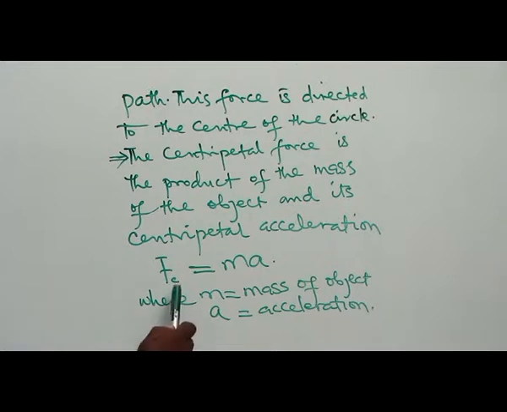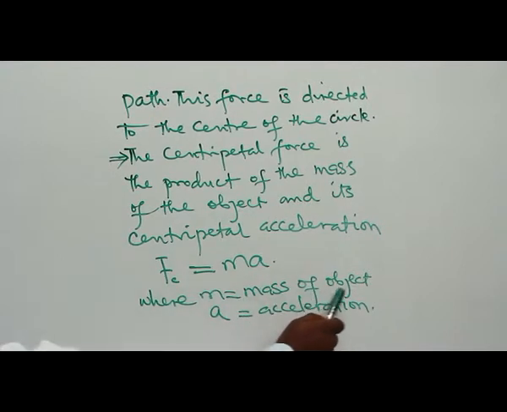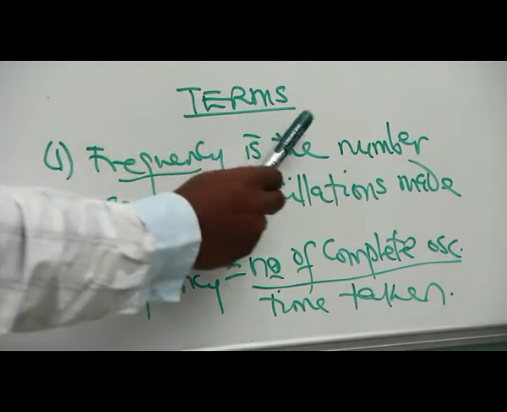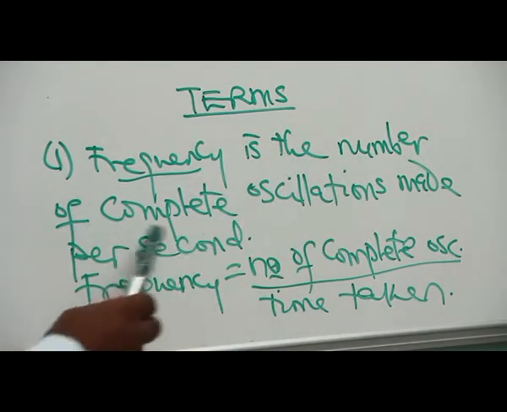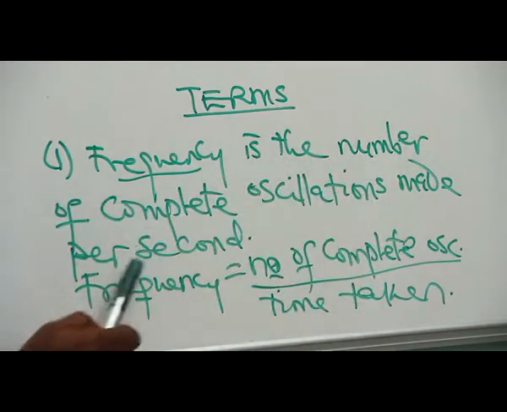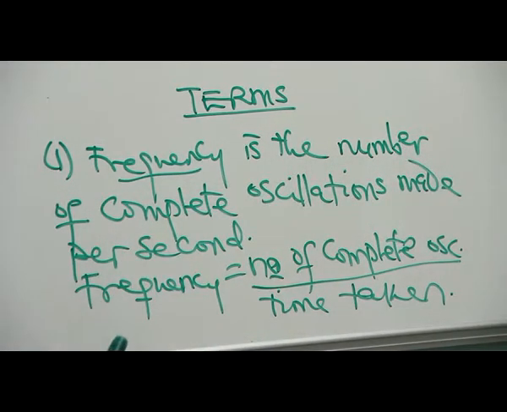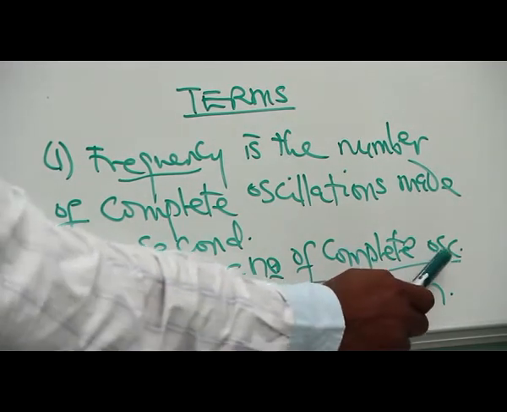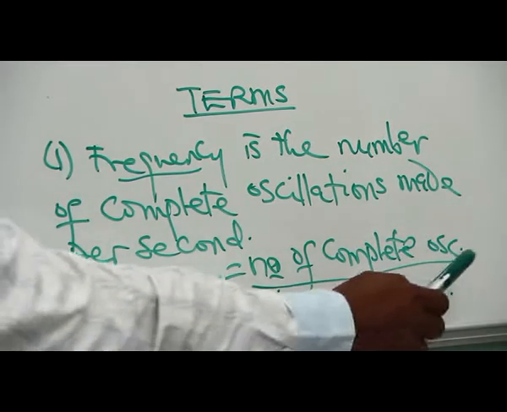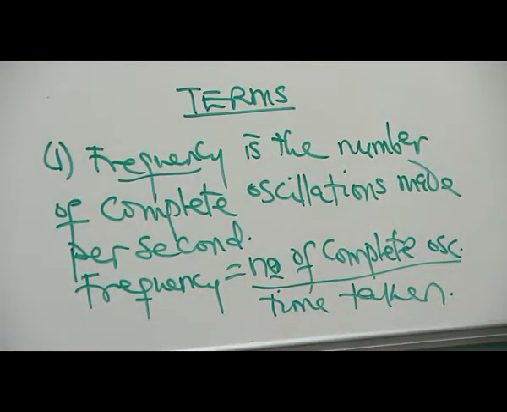By this we mean centripetal force is equal to mass times acceleration, where m represents the mass of the object, small letter a, the acceleration of the object. Description of the terms. 1. Frequency is the number of complete oscillations made per second. In formula terms, frequency is equal to the number of complete oscillations or revolutions divided by the time taken to complete the oscillations.